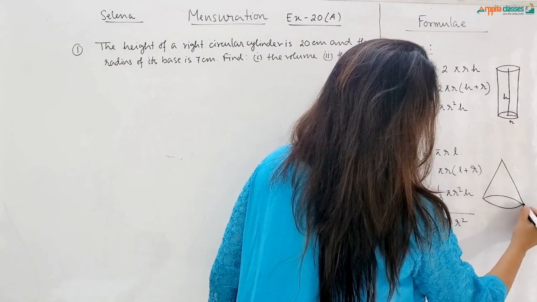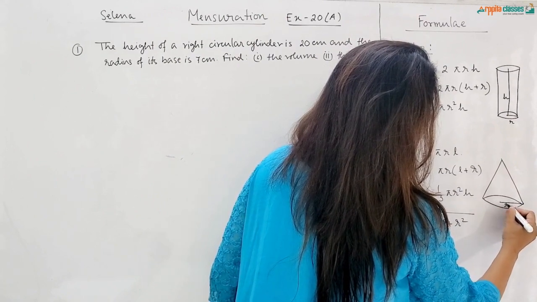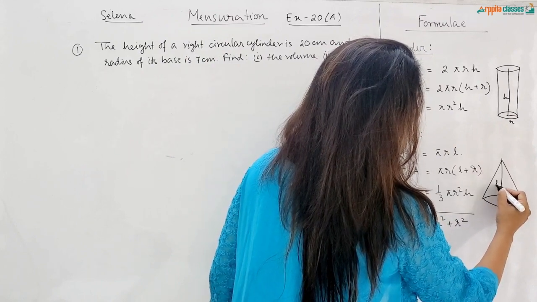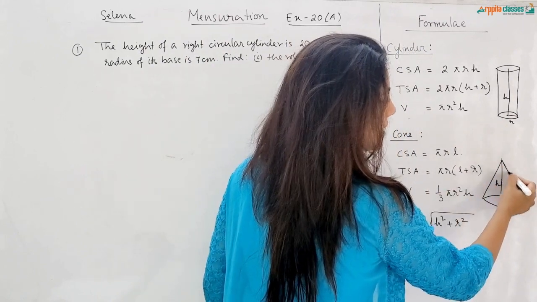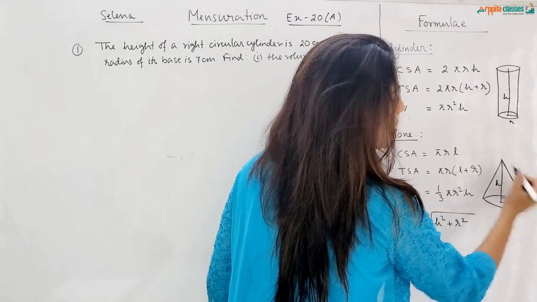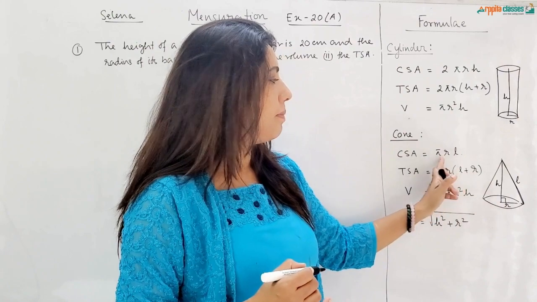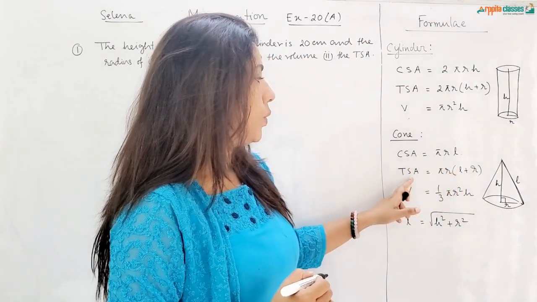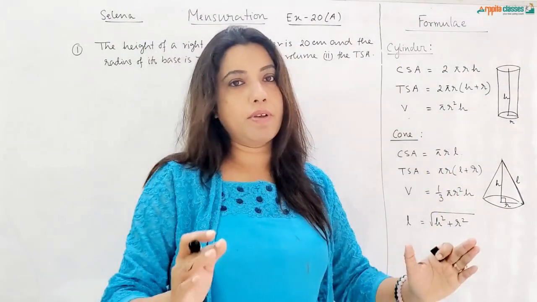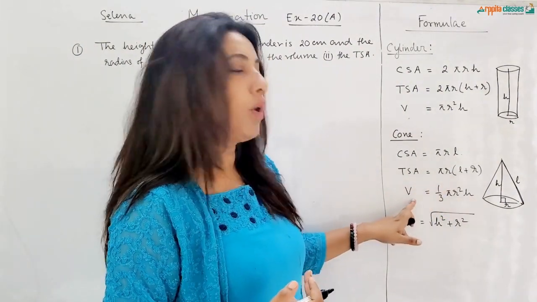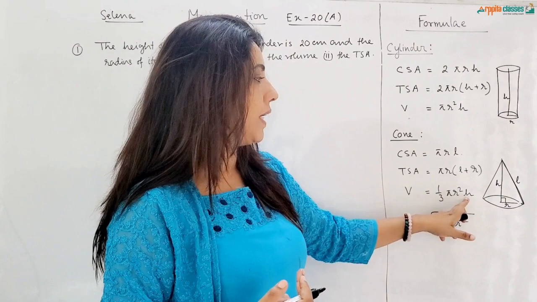When we talk about the cone, it looks like this. So here the curved surface, this is r, this is the radius of the base, this is the perpendicular height, which is denoted by h, and this one is the slant height of a cone, which is denoted by L. So the curved surface area is pi r L for a cone. Total surface area, that is a curved surface area plus the area of the base, is pi r whole into L plus r, and the volume of the cone is 1 by 3 pi r square h.